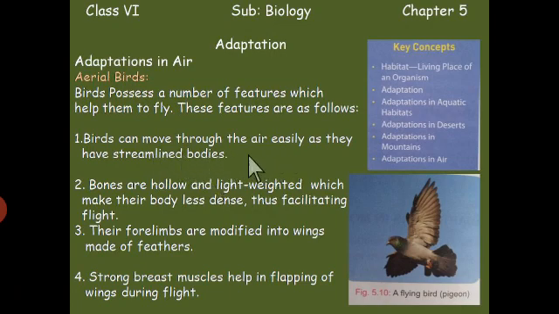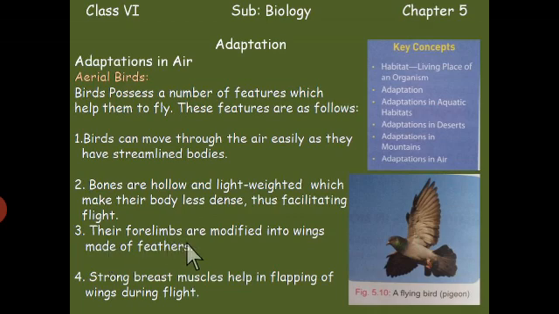The second adaptation in aerial birds is that their bones are hollow and light-weighted, which makes their body less dense, less heavy, and that's why they can fly in the air easily. They can move in the air easily because their bodies are light-weighted, because they have hollow bones.